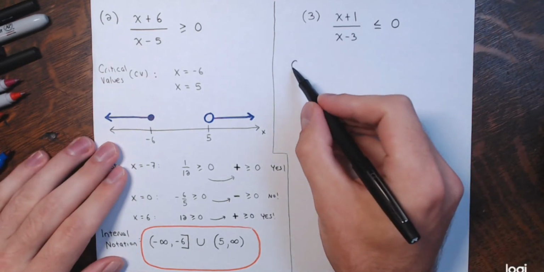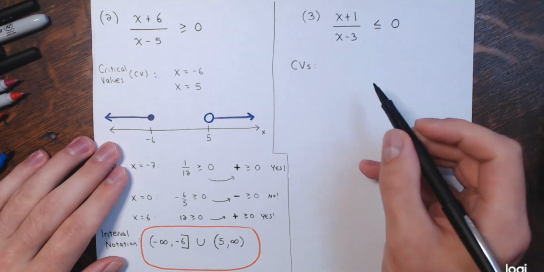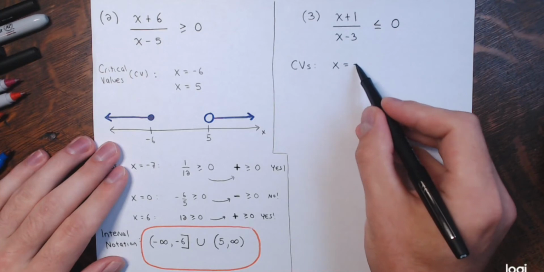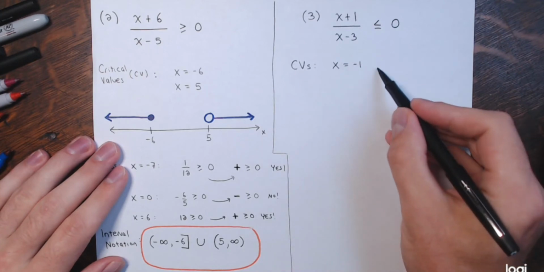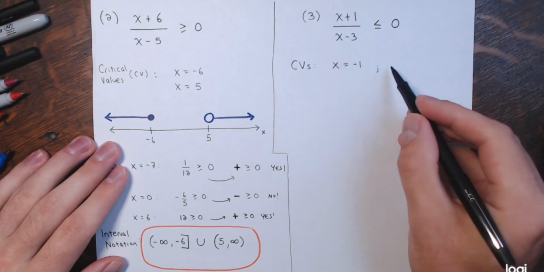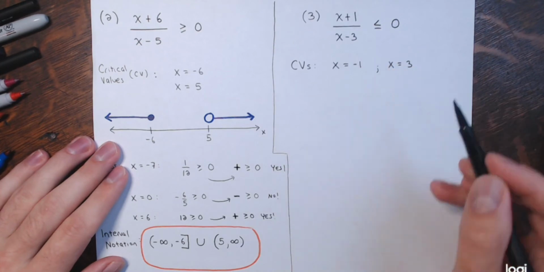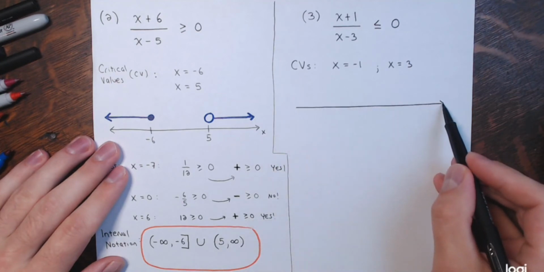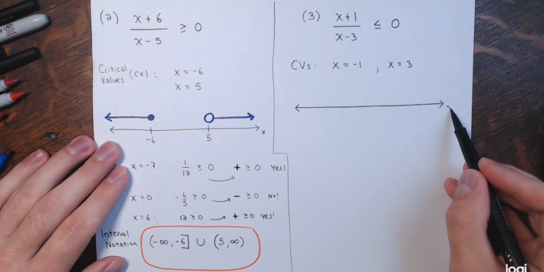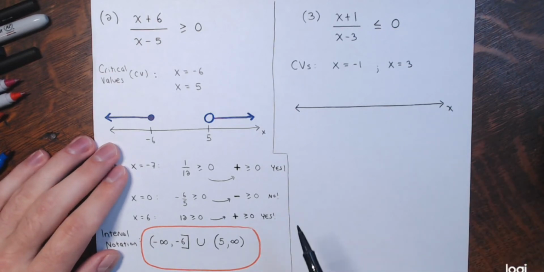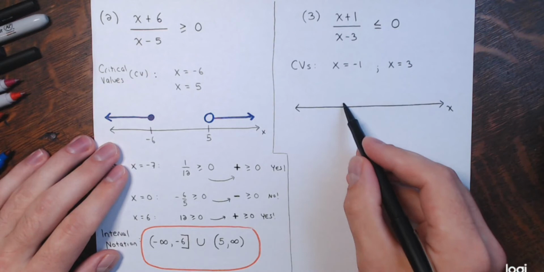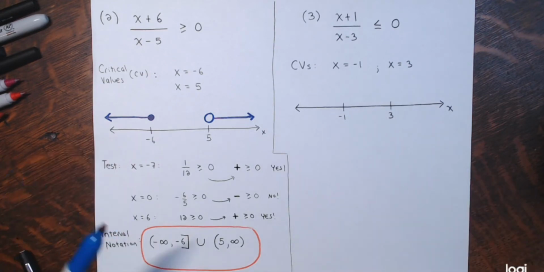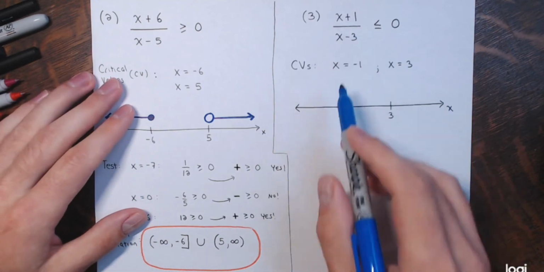Alright, then those critical values, CVs. This numerator would be 0, x plus 1, if x were negative 1. The denominator, x minus 3, would be 0 if x were equal to 3. Then I draw a number line. This is representing possible values of choices of x here. I mark off where these numbers are. We have negative 1 and positive 3, should be to the right of negative 1. And now I determine if these are actually solutions of the inequality.